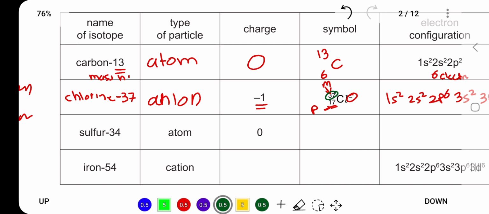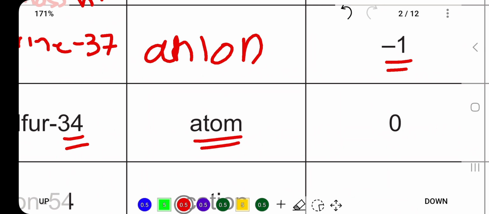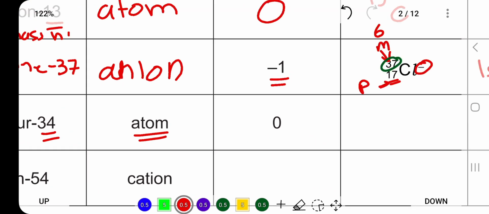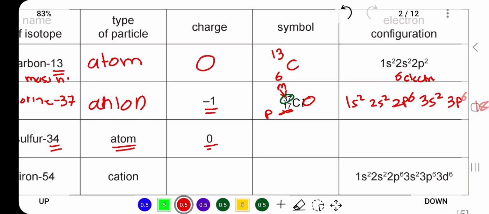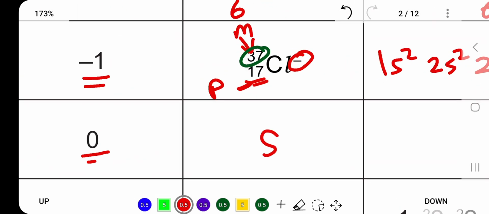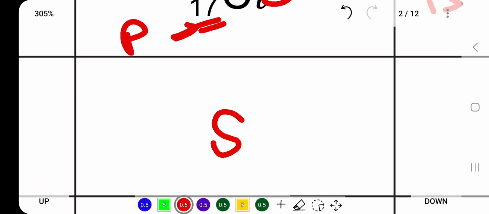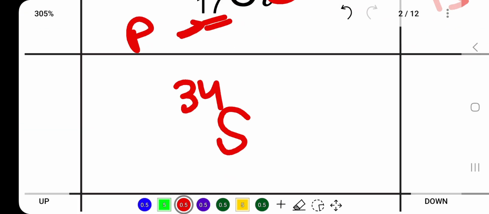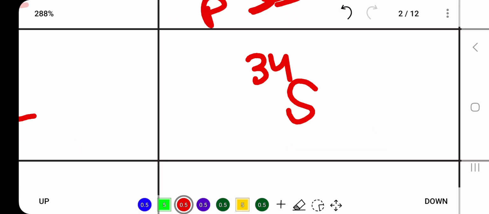Next part, we have here sulfur. They gave us its mass number. And then atom means that the electrons are the same number as the protons. And here it shows 0 charge. Okay, now the symbol, first thing the S, and then the mass number they gave you, which is 34. Now the proton number is based on your periodic table. You're gonna check from the periodic table, you're gonna see it's 16.